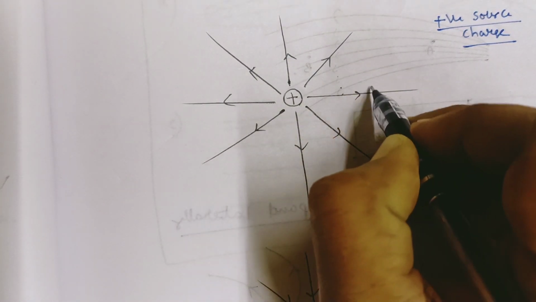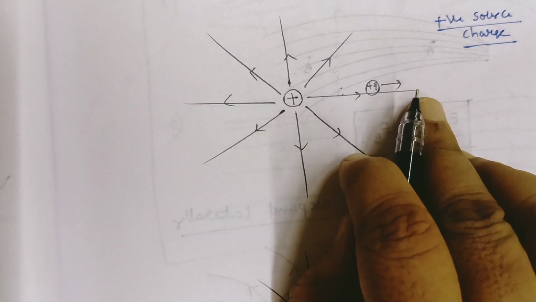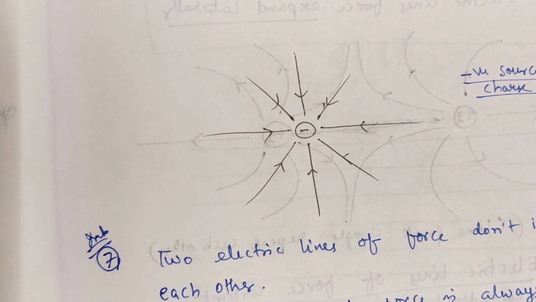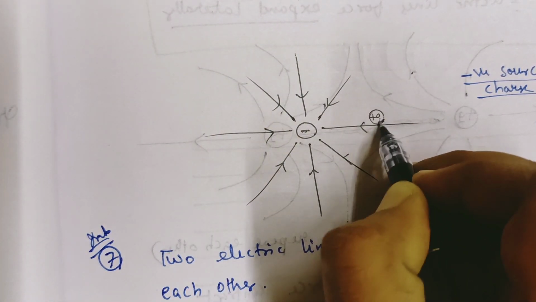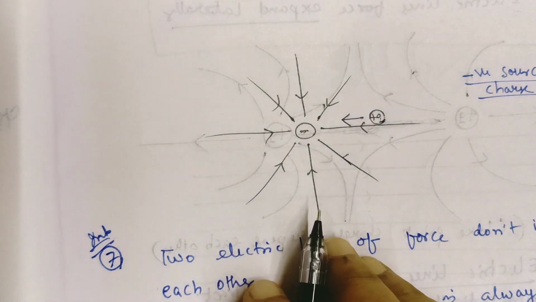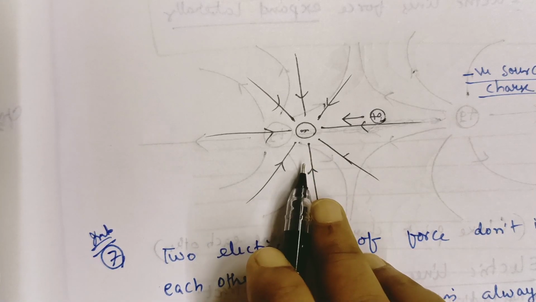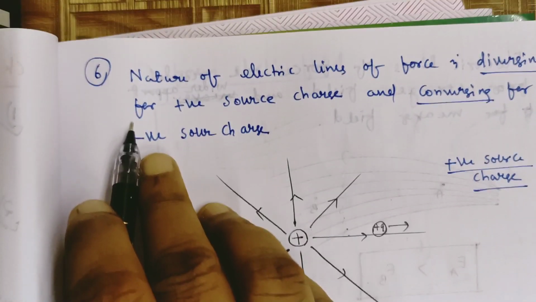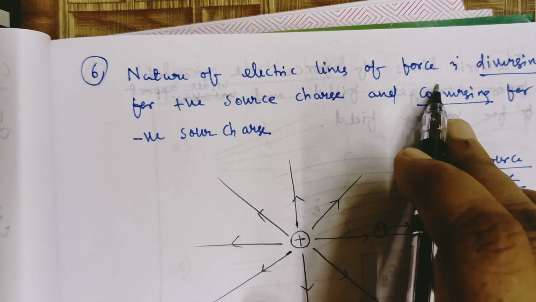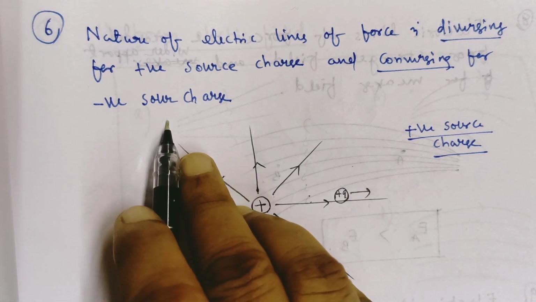Why? If you keep a test charge here, this charge will be repelled. That's why it is diverging. For a negative source charge, if you keep a test charge, which is always positive, it will be attracted towards the negative source charge. That's why the nature of the electric lines of force is converging. Converging means the arrow mark is inward. Diverging means the arrow mark is outward. So the point to remember is that the nature of the electric lines of force is diverging for positive source charge and converging for negative source charge.